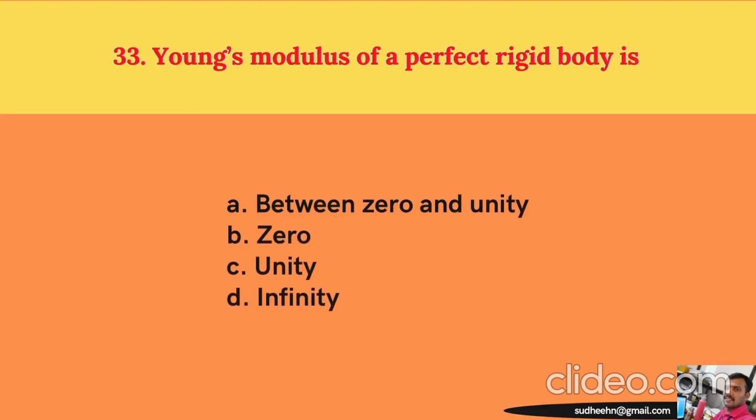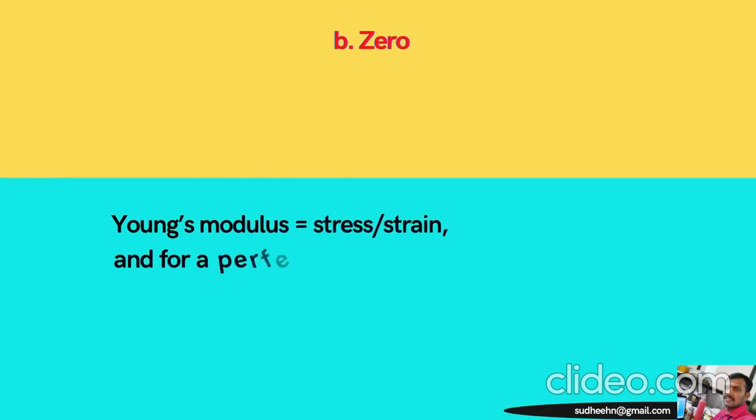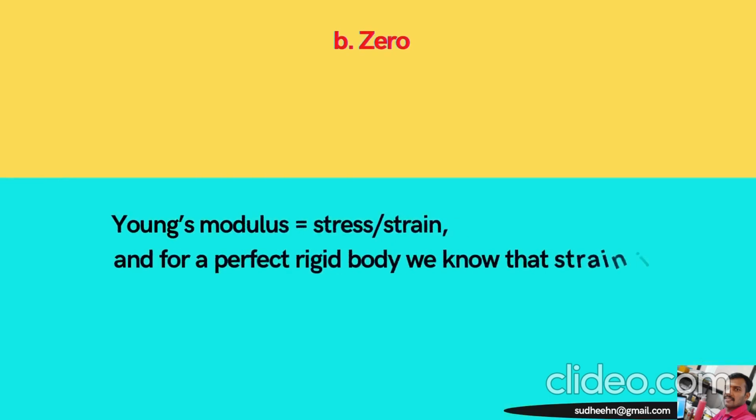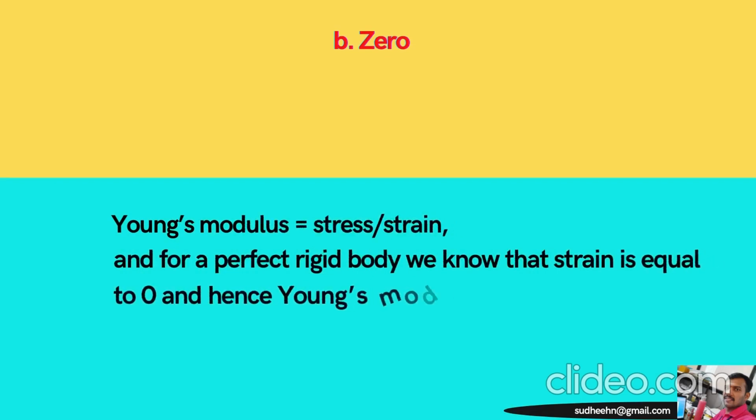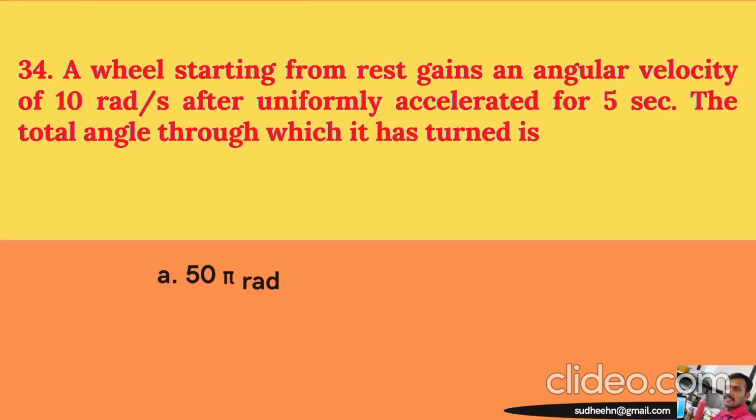Question number 33. Young's modulus of a perfectly rigid body is option A between 0 and unity, option B 0, option C unity, and option D infinity. And the right answer is option B, that is 0, because Young's modulus is directly related to stress and strain. And for a perfectly rigid body, we know that strain is equal to 0. Hence, once the strain is 0, automatically Young's modulus is going to become 0. Stress is also going to become 0.